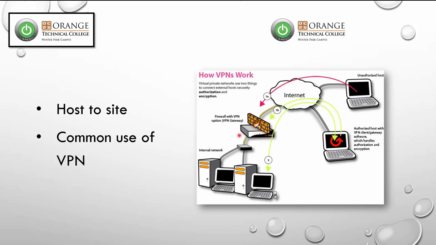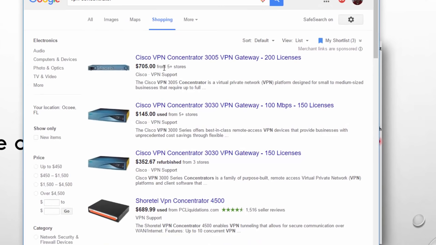VPN concentrators are very expensive because they have to do encryption and decryption on the fly for all the traffic that's coming from all the hosts as they come back through the firewall. Here's an example of some VPN concentrators. You can see they're pretty expensive. Some of the price of your concentrators is basically based on license. How many people are going to VPN into this device?